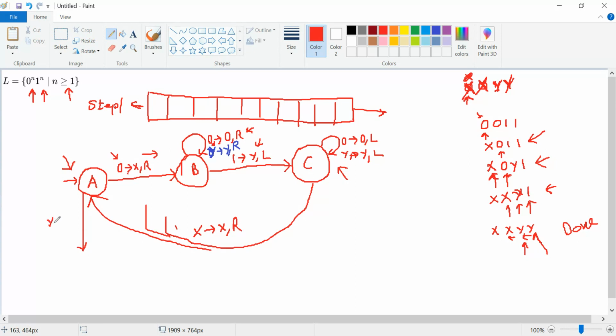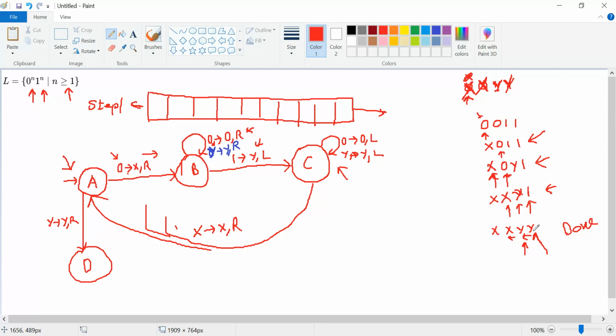So we have seen a Y. We are not going to do anything to the y, but we are going to keep moving right. So you can call this a new state D. Okay, so we have reached D now. So what's our task now? We have to check if there are any more ones on the right of the tape.